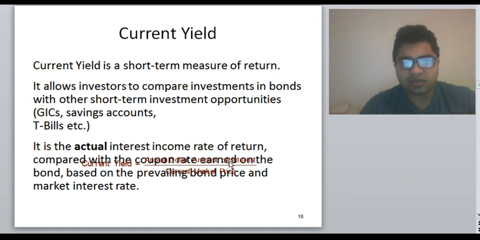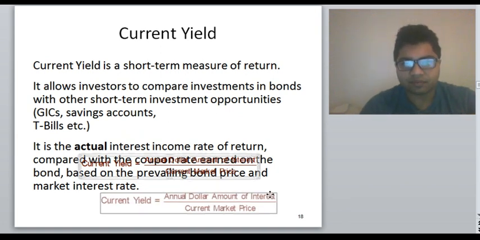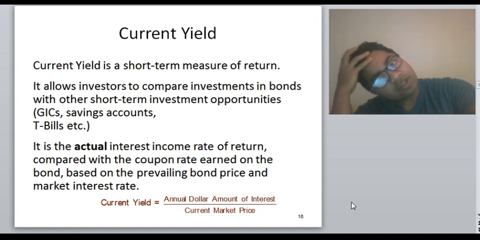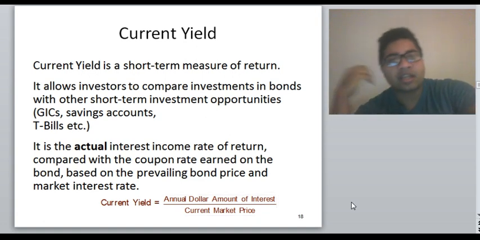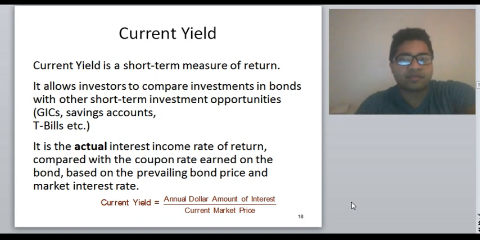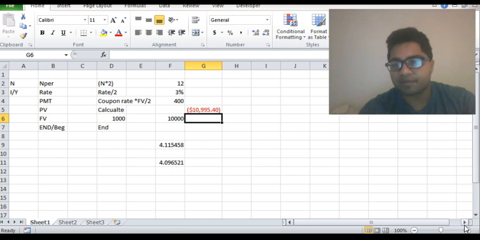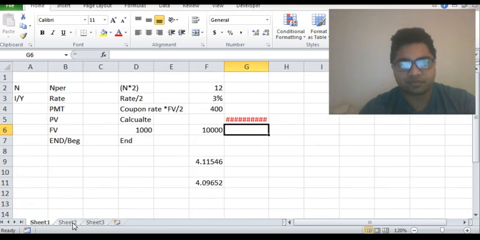Next is calculation for the current yield. So the current yield is a short-term measure of return. It allows investors to compare investments in bonds with other short-term instruments. It is the dollar amount of coupon you are getting divided by the current market price. So there are two rates that are there. One is the coupon rate and one is the current yield.